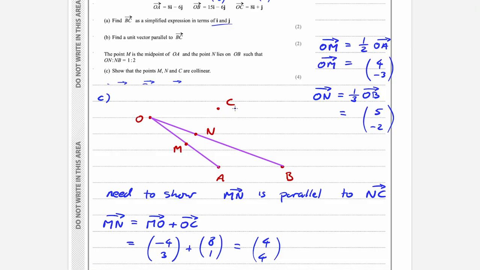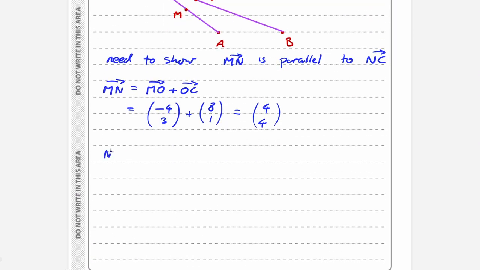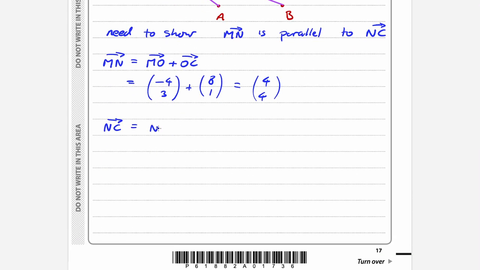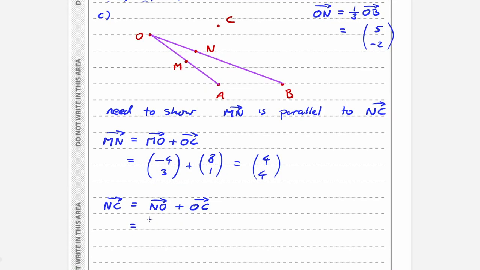And then NC, let's just come down here. NC is equal to, again, I'll do NO plus OC. NO we have here, but again, it's negative. So this is going to be negative 5, 2, plus OC is again 8, 1.